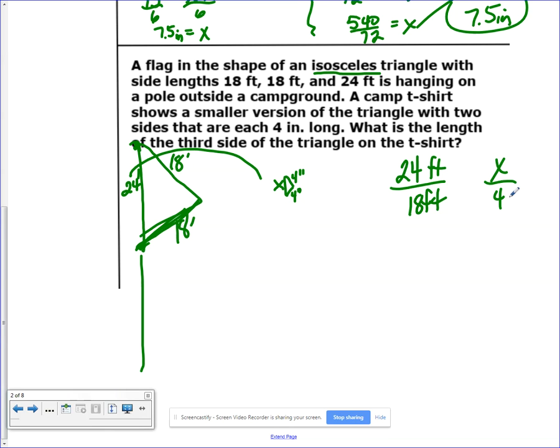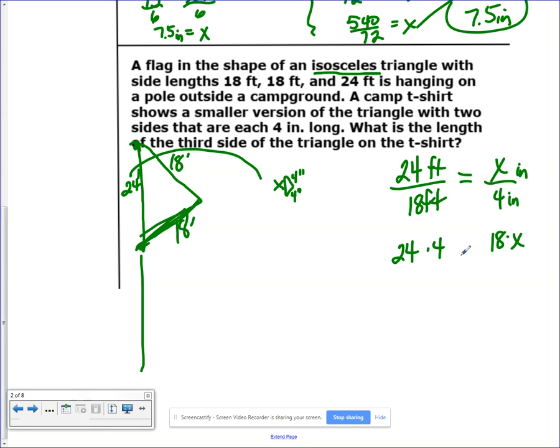X over 4. And these are in inches. Okay? So really, if you're thinking about it, you're saying 24 times 4 divided by 18, cross product wise. If you're focused on always figuring out what's this ratio when I divide, it's okay. 24 times 4, 18 times x.